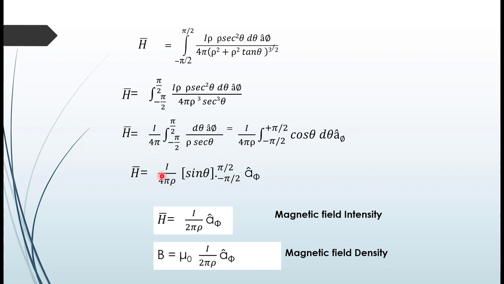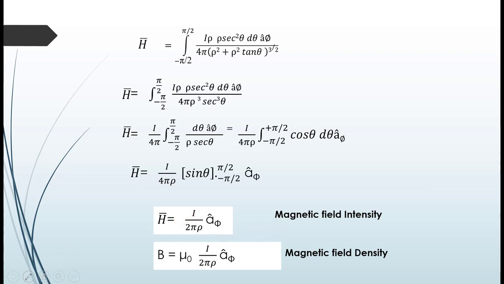So we will take this rho outside again, and 1 upon sec theta is equal to cos theta. Integration of cos theta is sin theta, from minus pi by 2 to plus pi by 2. A phi cap is as it is. So after putting the limits, sin pi by 2 minus of minus sin pi by 2 is equal to 2, and this 2 and 4 will cancel. So it is I upon 2 pi r into a phi cap, and this is called the equation for magnetic field intensity H bar due to an infinite current carrying filament placed on the z axis, and a phi cap will indicate the direction of the H.